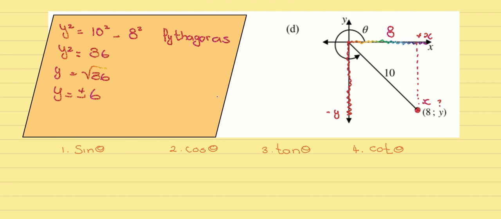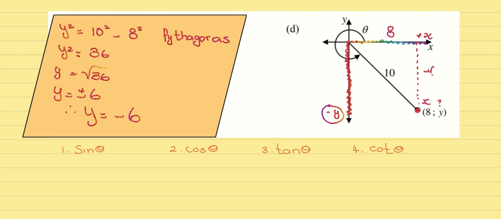Okay, so after substituting and solving, we see that y is either plus or minus 6, but then we go to our sketch and we see that we need to have a negative y value because the y value is falling on the negative side of the y-axis, and so it has to be negative 6, not positive 6. So y is negative 6, right? And we fill that in accordingly.